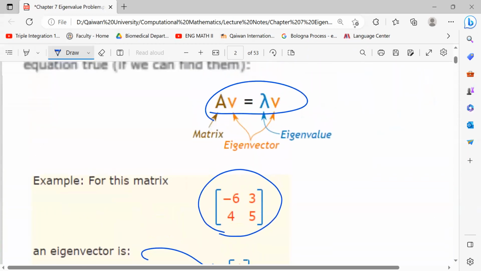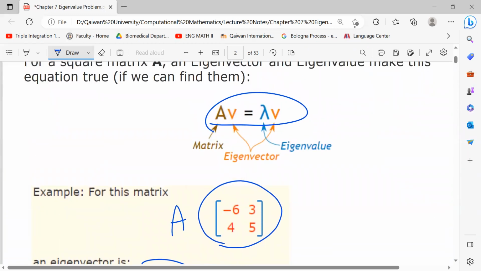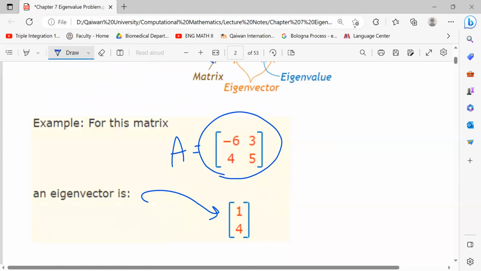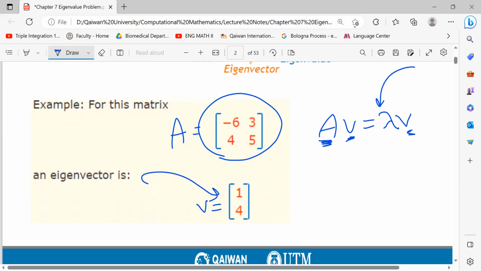Here, we say the matrix, let's say it's A, times the eigenvector, let's say it's V. A times V must equal lambda times V. Lambda is the eigenvalue. V is the eigenvector, which is given. And A is the matrix, and it's also given.